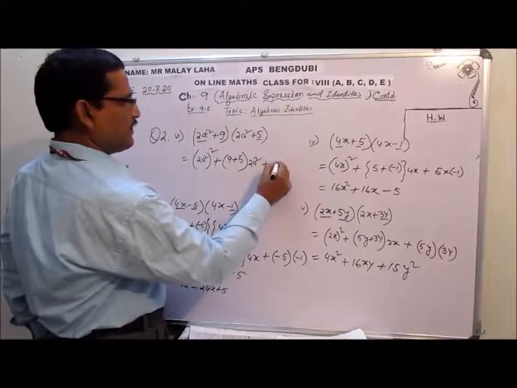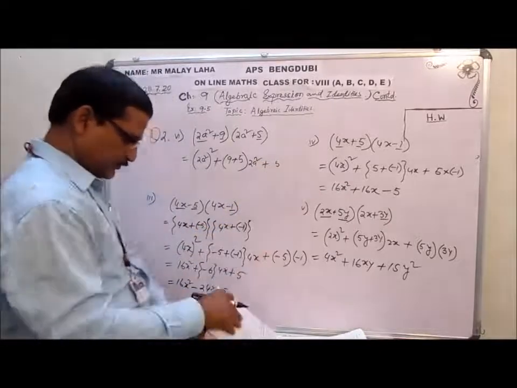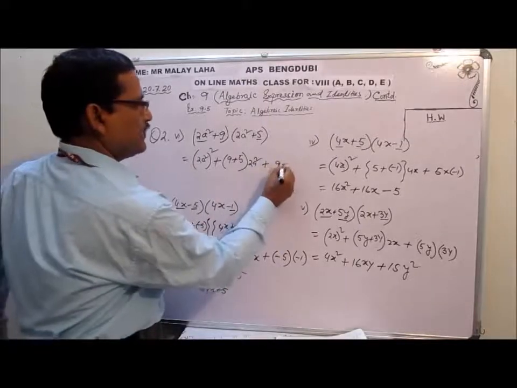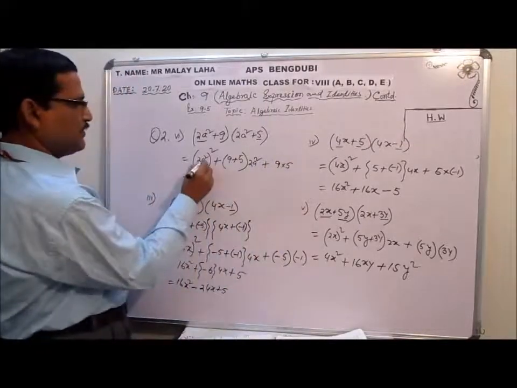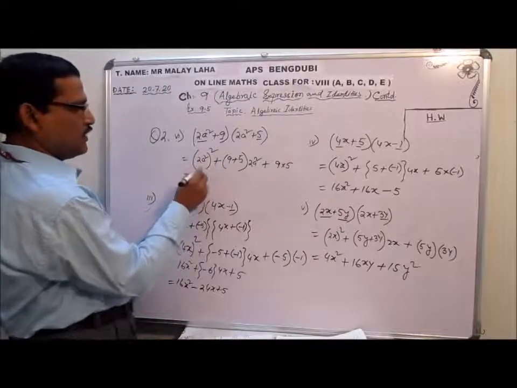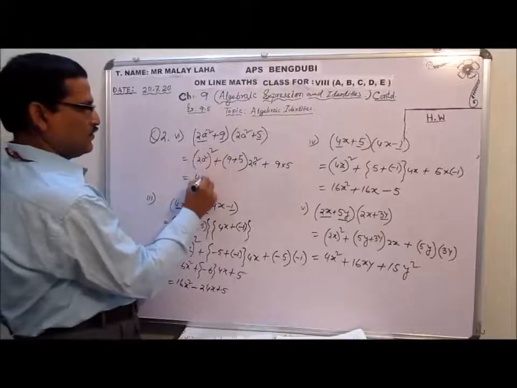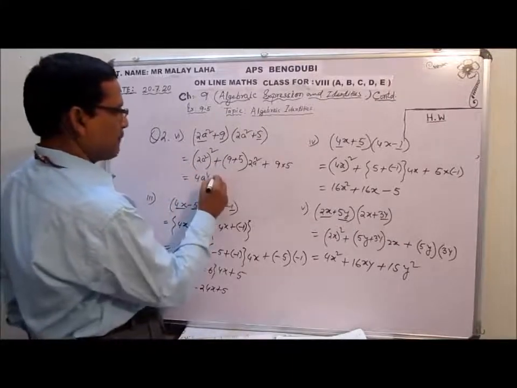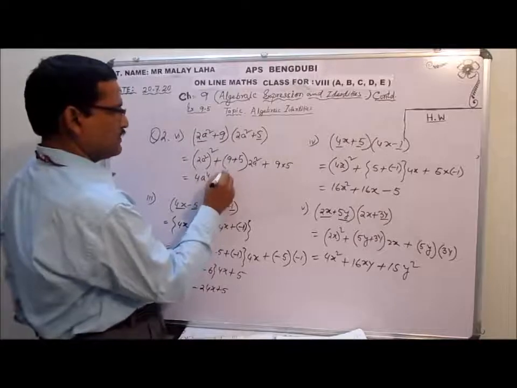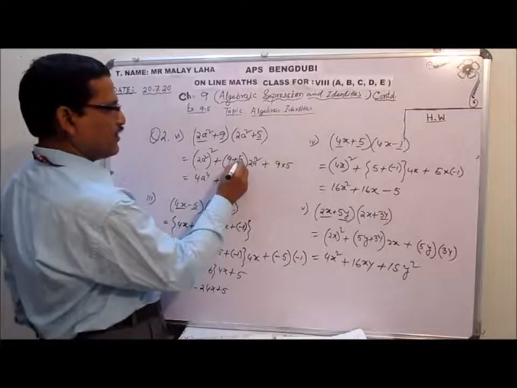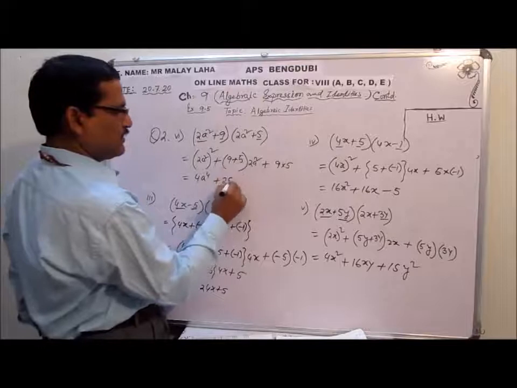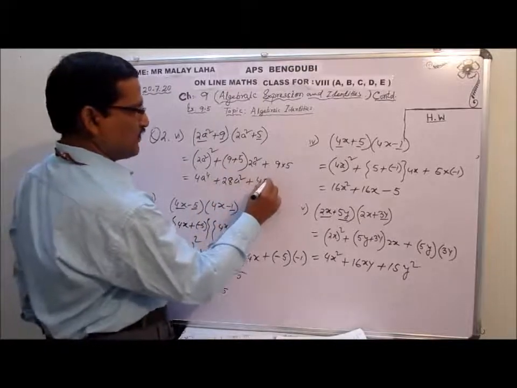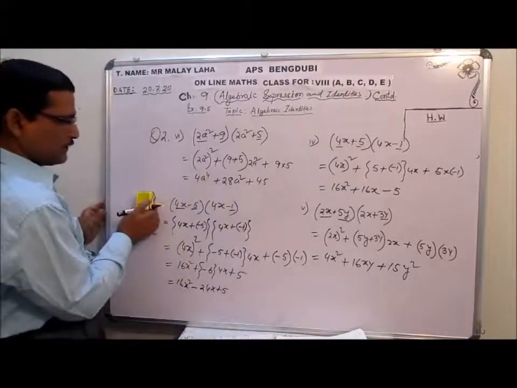ab means 9 into 5. So what I am getting here after multiplication: 4a square, and a whole square, so a raised to 4, in case of power it is added. Okay, double power. Plus 5 plus 9 is 14, 14 into 2 is 28a square plus 5 9s are 45. Clear?